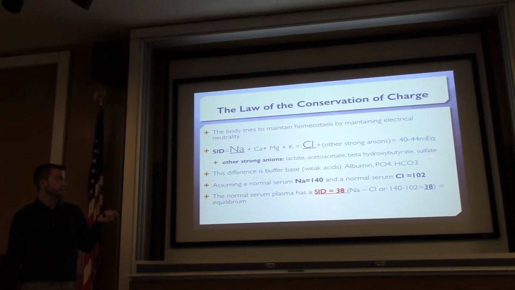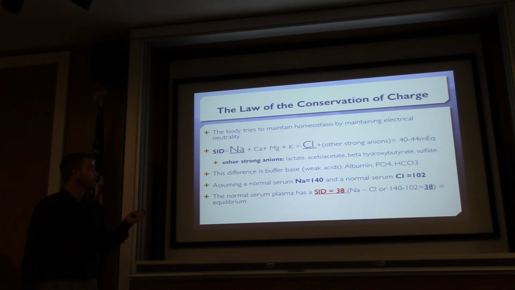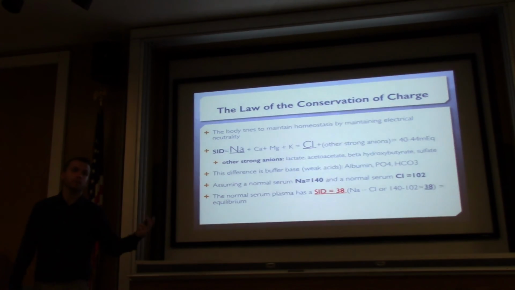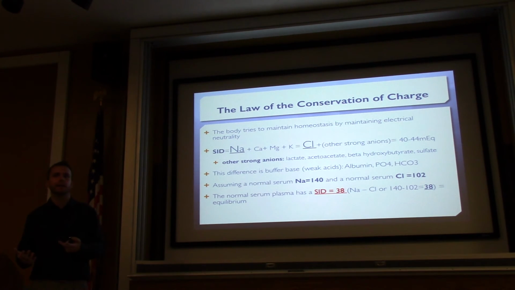So it's these things. It's going to be your difference, your 40 to 44. To make it easy, we're just going to use the two major ones, the ones with the highest concentration. All these things are fairly low. As you can say, it's just going to be the difference between your sodium and your chloride. So your sodium normally is 140, your chloride is around 102. A normal SID should be around 38.